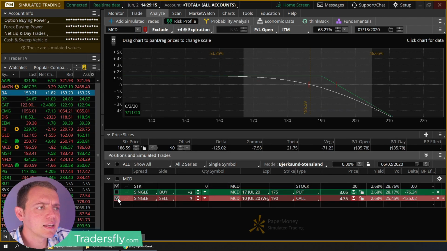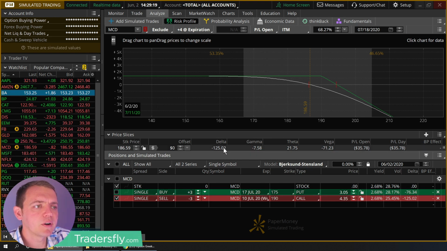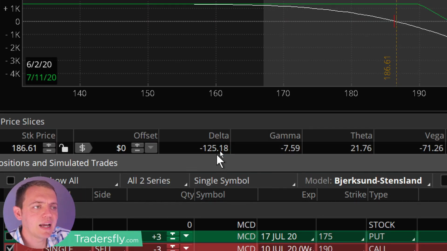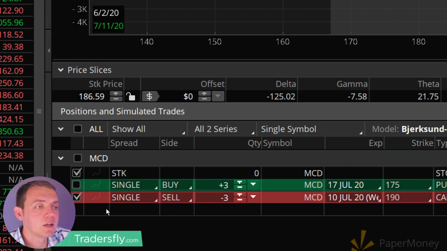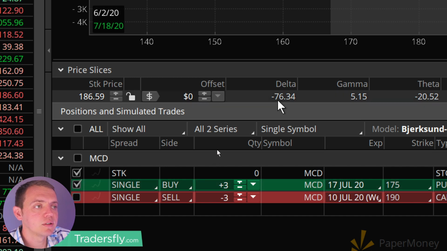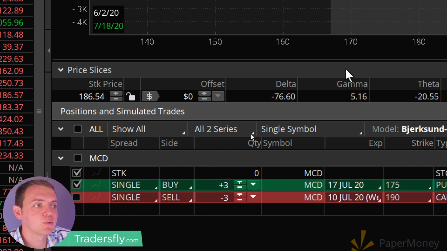Let's look at selling a call. Well, when you sell a call, you still make money from the direction. So in this case, I make $125 for every move the stock goes down, for every $1 move. So compare that to the put, 76. Well, why is one more than the other?